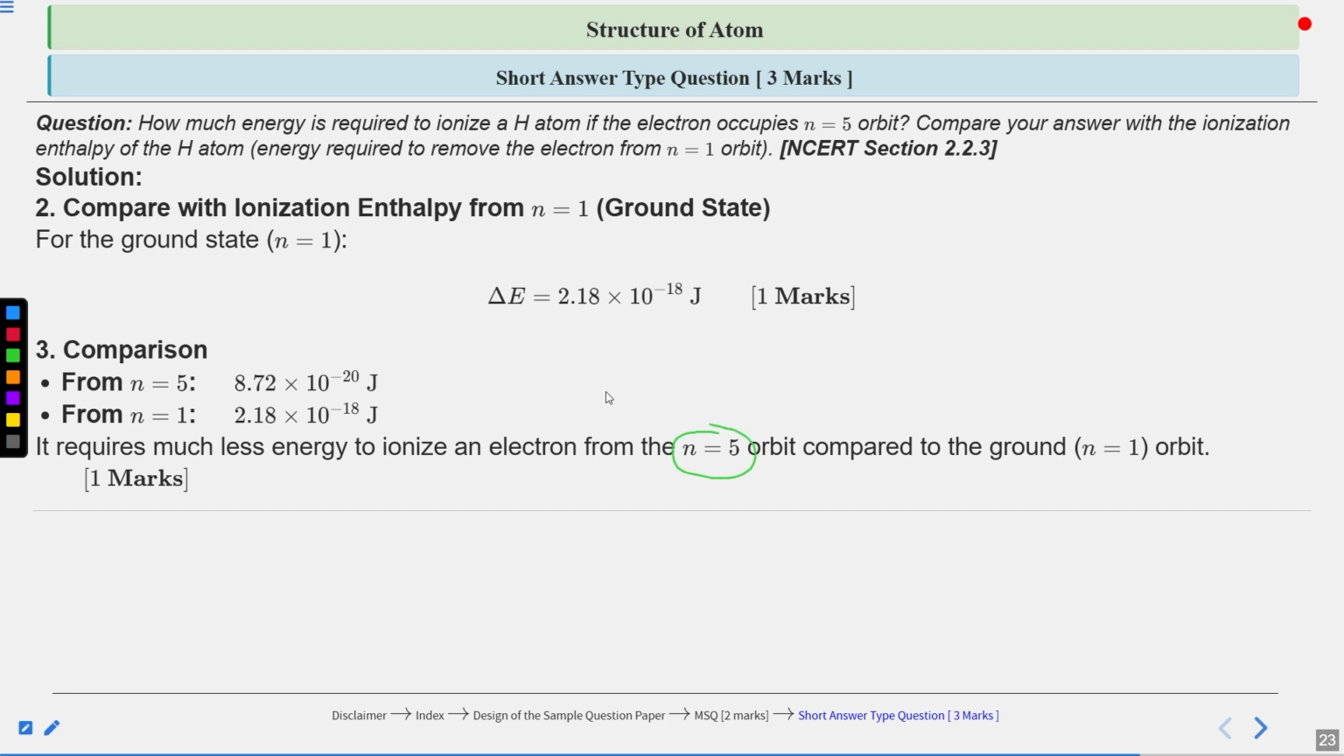This is very simple because n equals 5 is already in a higher excited state, whereas for n equals 1 the electron is in the ground state. So it will require more energy as it is more stabilized, because of the least distance that is possible between the nucleus and the electron.